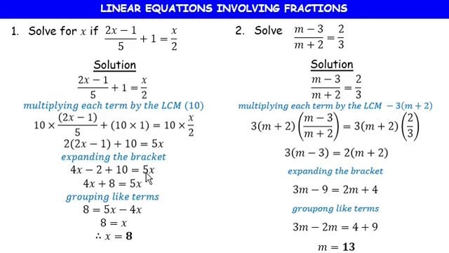So you can try it on your own. You can decide to bring the 5x to the left side, and then take the 8 to the right side. You get the same answer of 8. So it means that when you put 8 into this equation, whatever value you get for the left side will be the same as the answer you get for the right side.